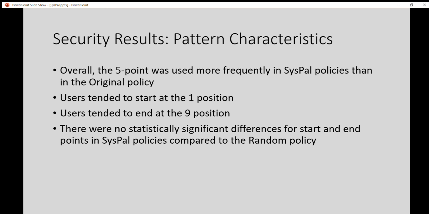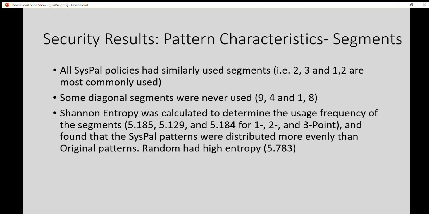Overall, the 5-point system was used more frequently in SysPal policies than in the original policy. And there were no statistically significant differences for start and end points in SysPal policies compared to the random policy. They all tended to use the same first position for start and 9th position for end.